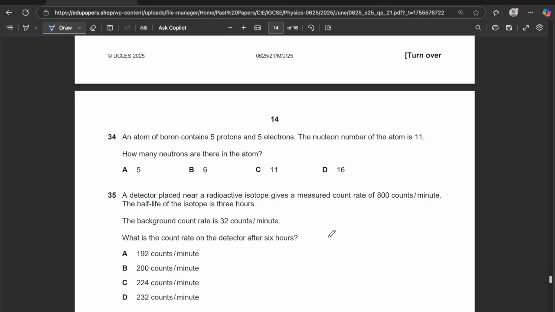An atom of boron contains 5 protons and 5 electrons. The nucleon number of the atom is 11. How many neutrons are there in the atom? Well, 11 minus 5 is 6. B.